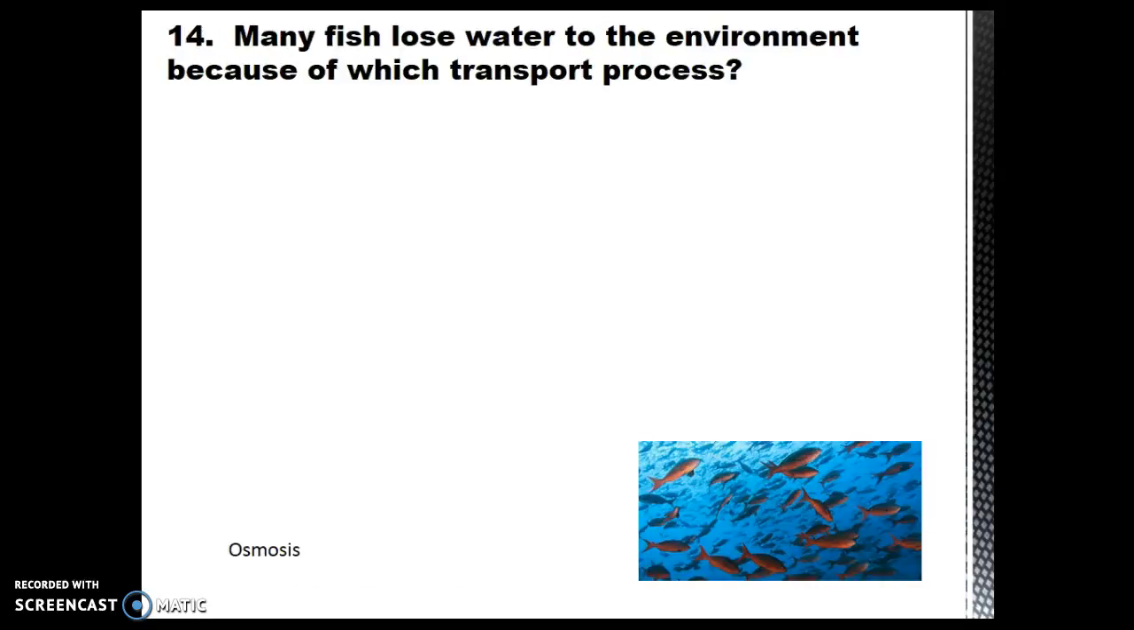Many fish lose water in the environment because of which transport process? The correct answer is osmosis. They're losing water to the outside environment by osmosis.